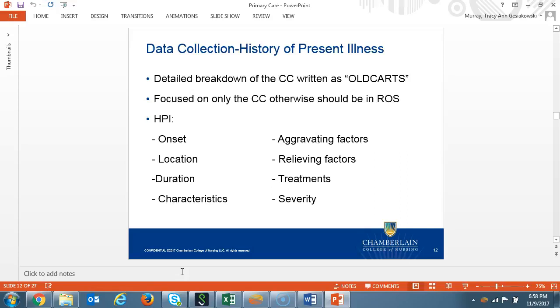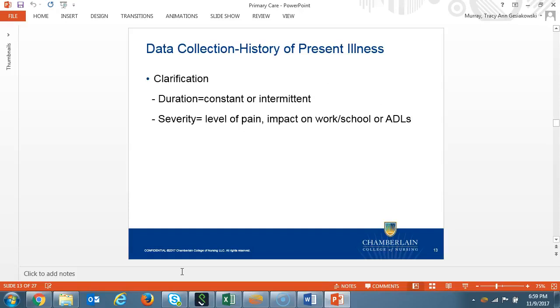In the HPI, the O stands for onset, L location, D duration, C characteristics, A aggravating factors, R relieving factors, T treatments, and S severity. There are 2 things I want to point out here. Do not get confused on duration. Duration is not referring to the onset of the symptoms. Rather, it is an assessment of whether the symptom is constant or if it comes and goes.